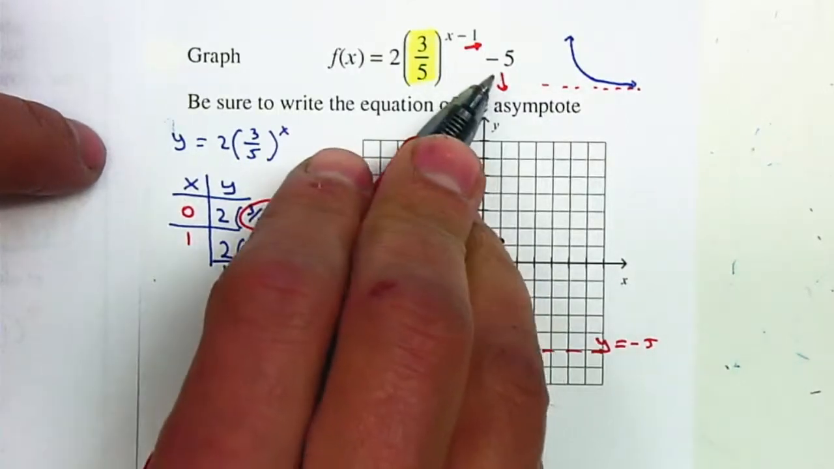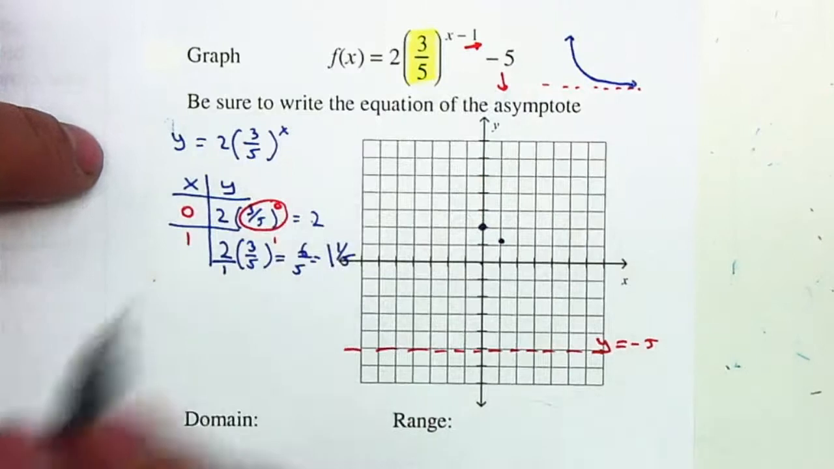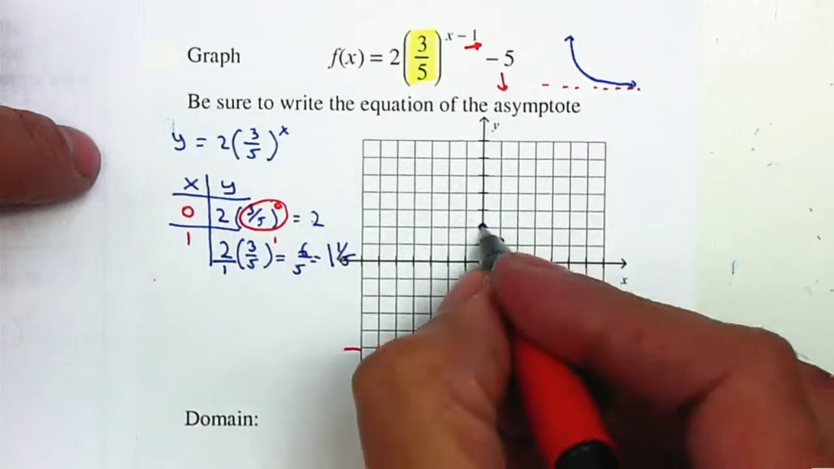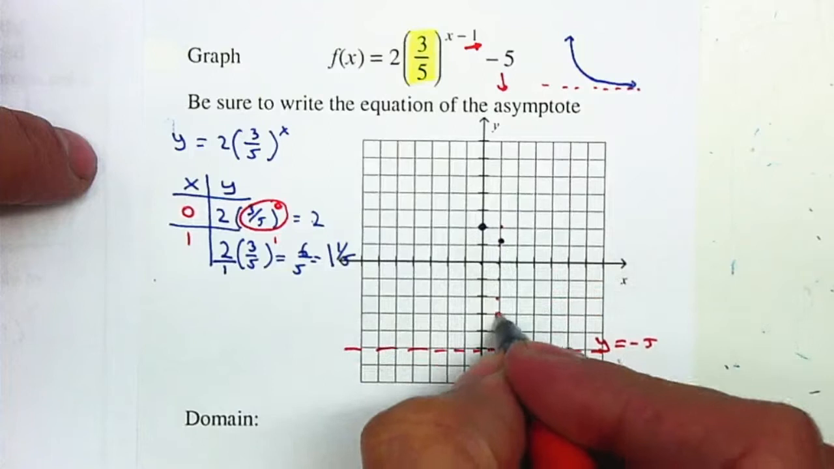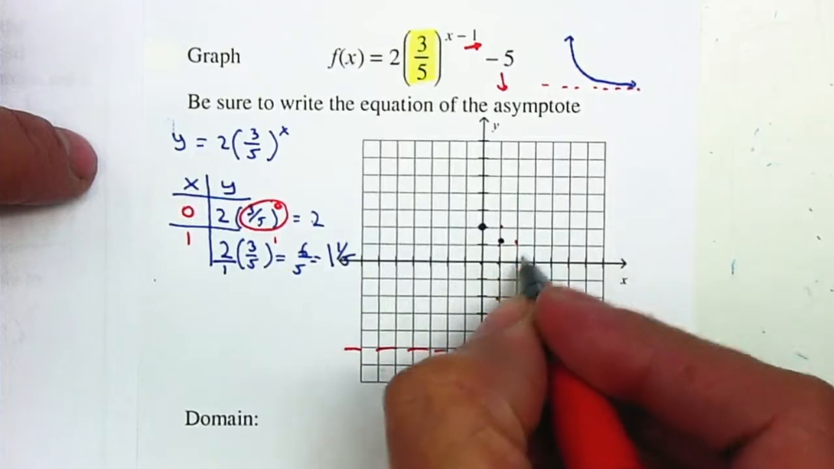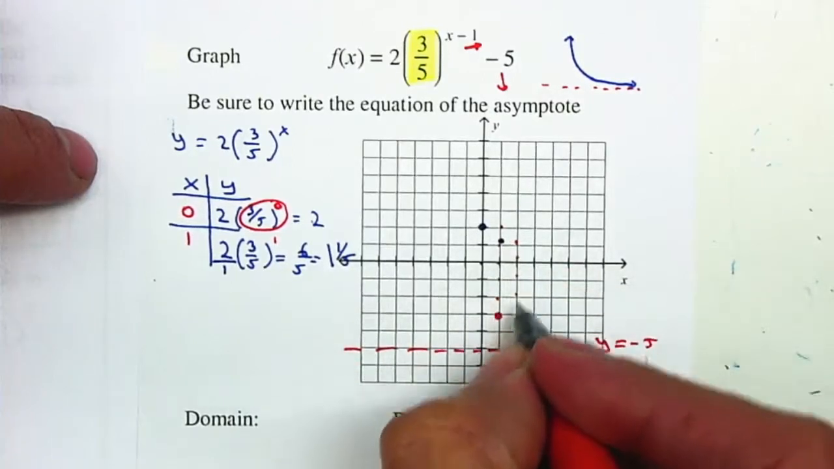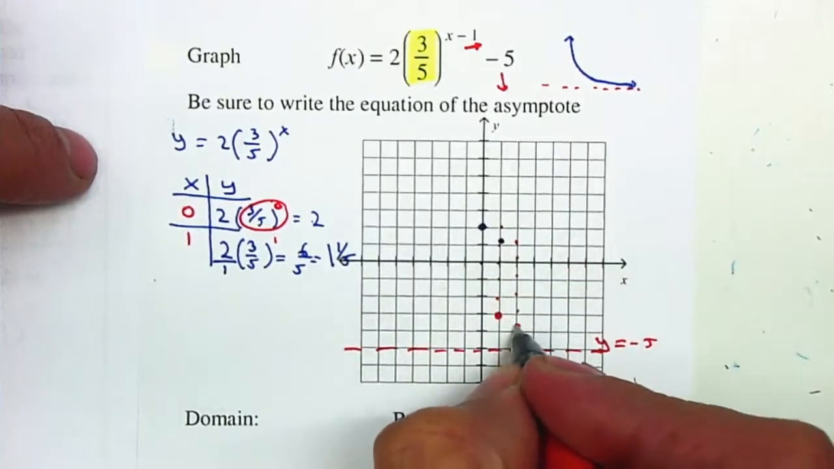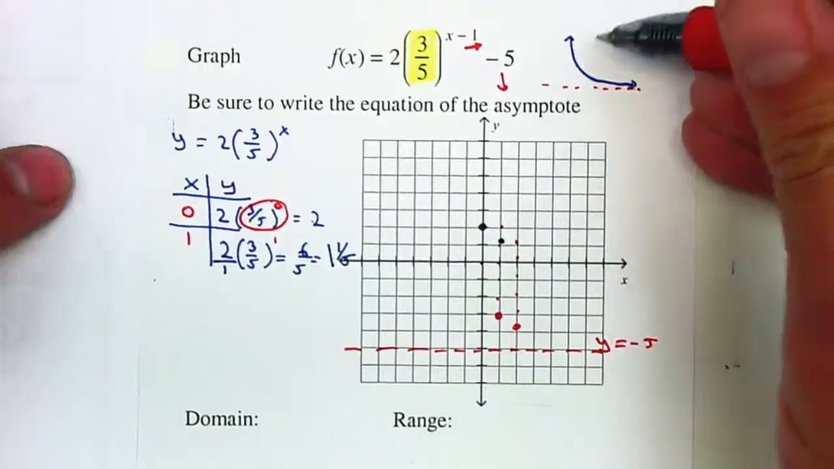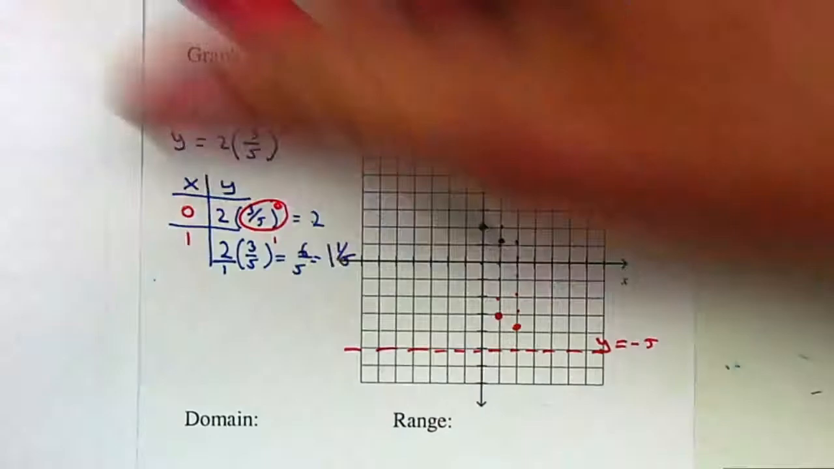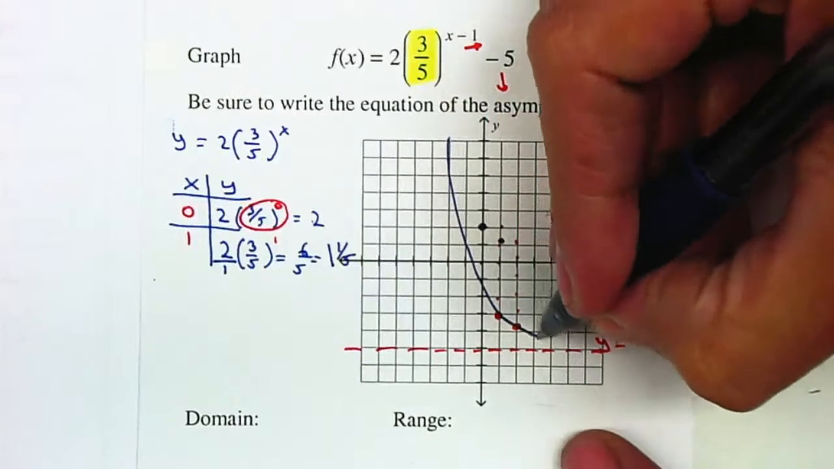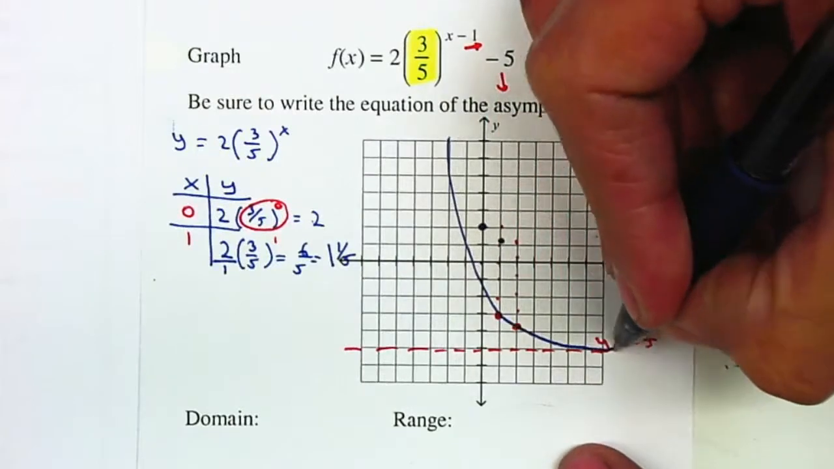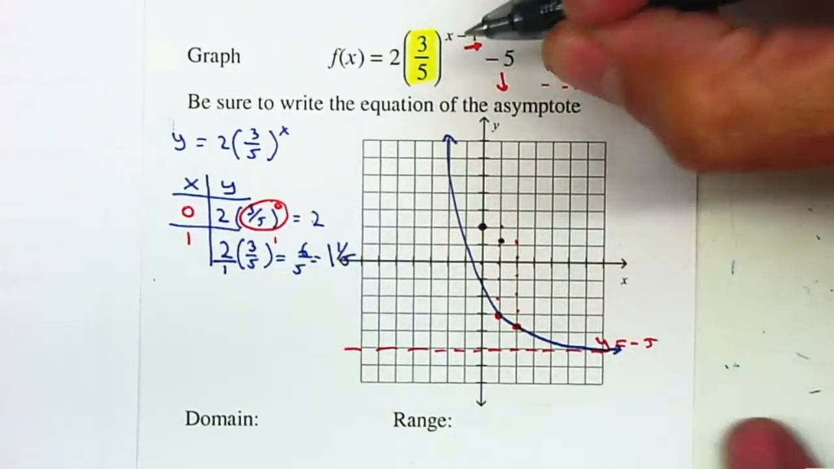Notice that it should match this number here. And now I also need to shift each of the points to the right one and down 1, 2, 3, 4, 5. And remember that this is an exponential decay, so your graph should be coming down and getting closer and closer to the asymptote, but never crossing it, never touching it.